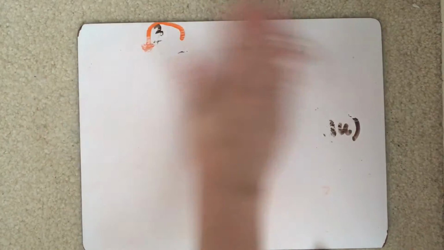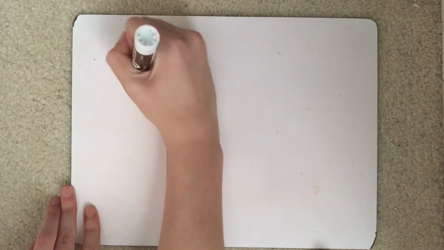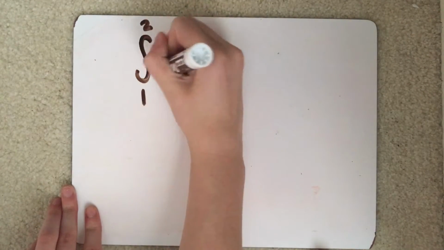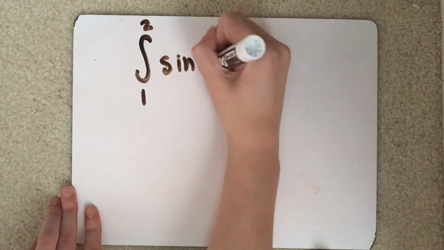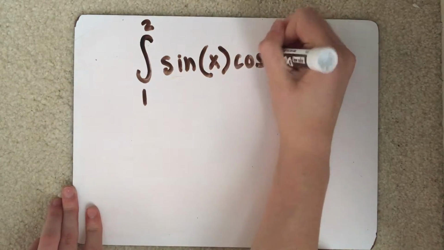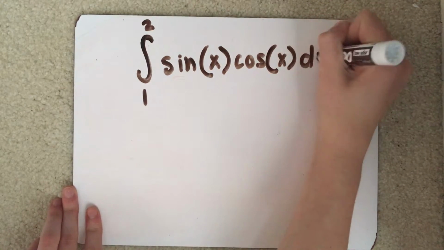Now that we talked a little bit about using U-substitution with different limits and trigonometric functions, now we can try a third problem, again with trig functions, but now we're going to have derivatives that are a little more difficult. Integral from 1 to 2 of sine of x multiplied by cosine of x dx.